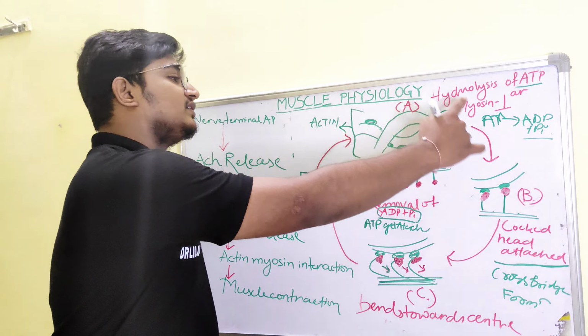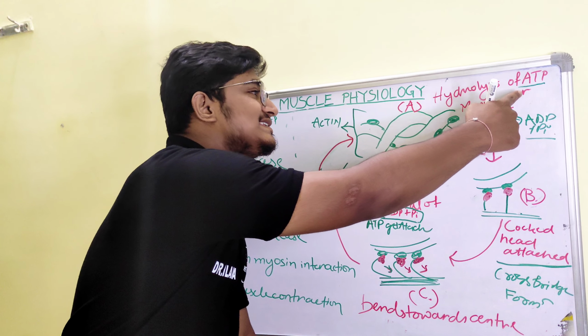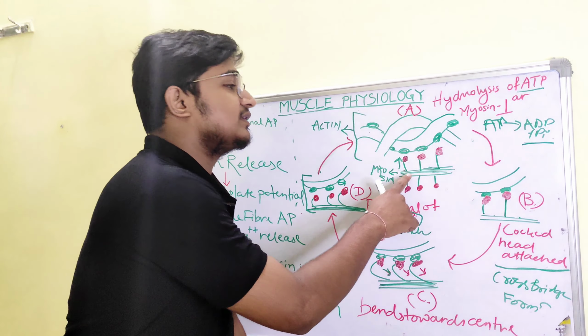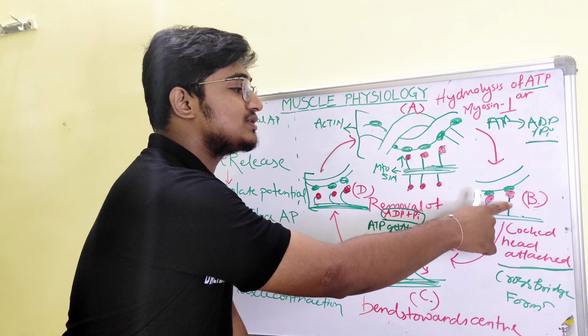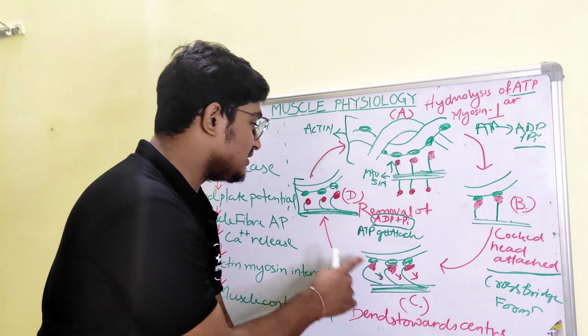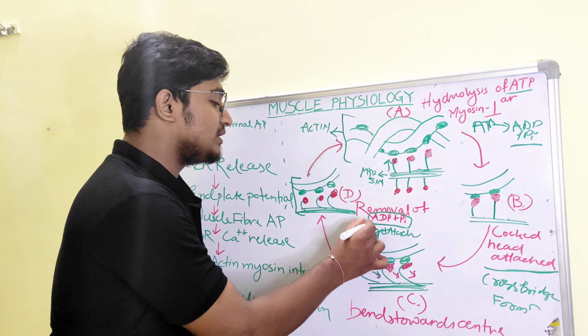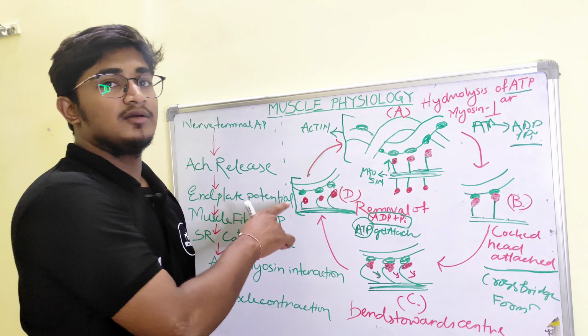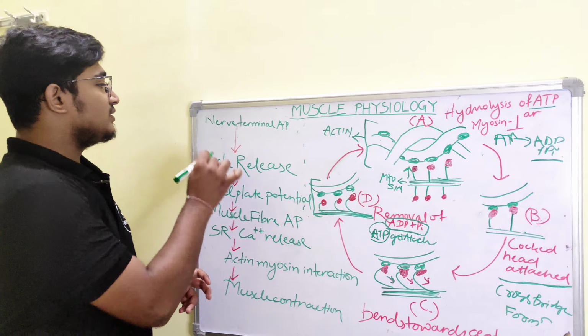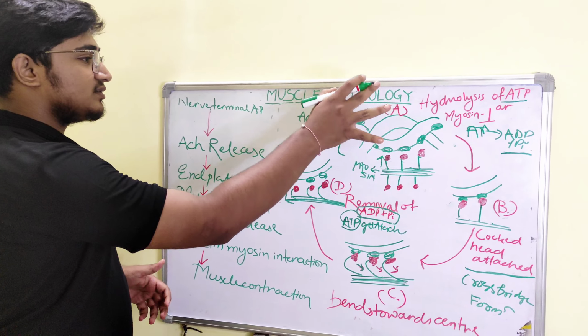Again, the ATP will get hydrolyzed and form ADP plus Pi, causing the cocked up position. The exposed portion again gets attached, and there will be contraction towards the center, and again a new ATP attaches and there will be uncoupling. So this portion is the contraction portion.